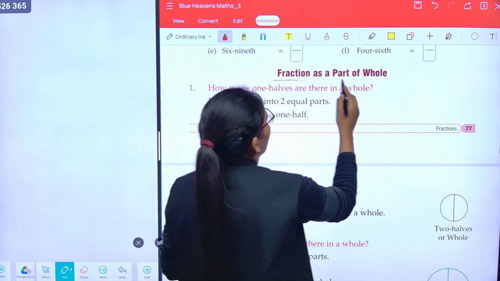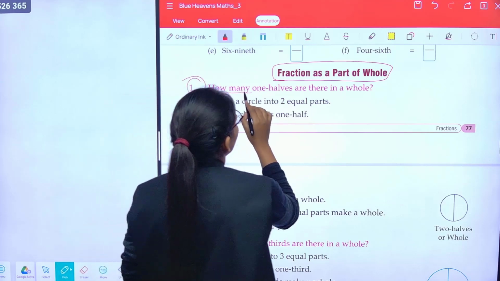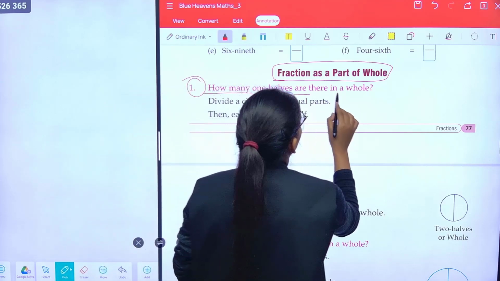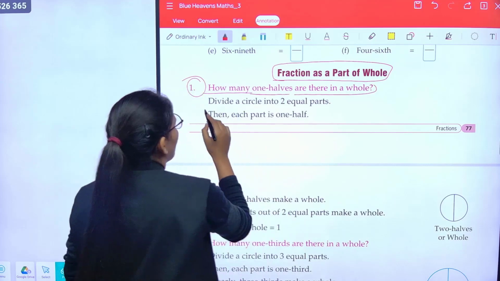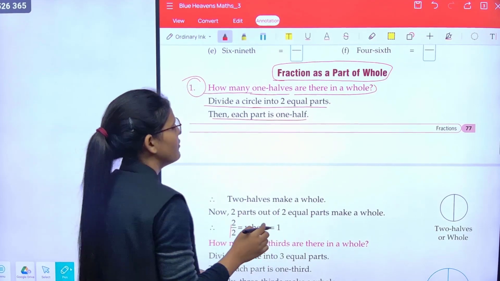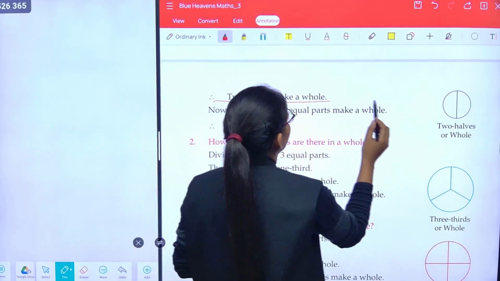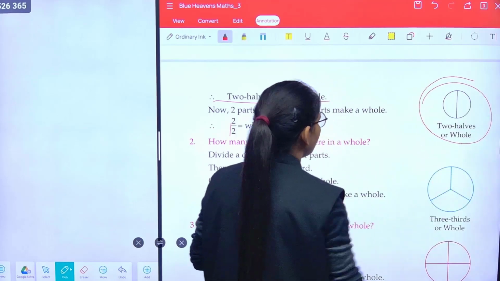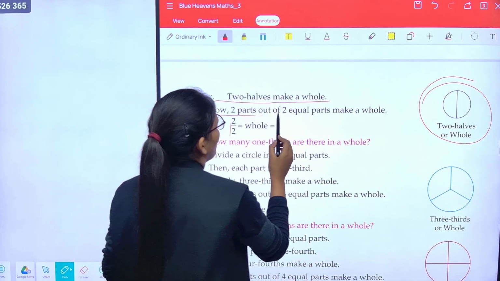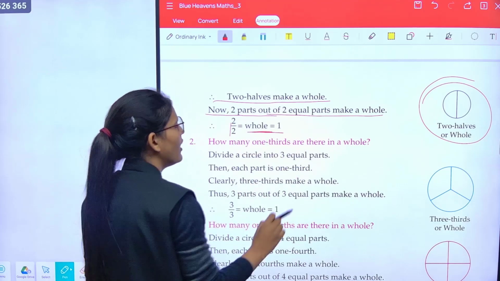Fraction as a part of whole. Question number 1. How many 1/2s are there in one whole? Divide a circle into two equal parts, then each part is 1/2, like this. Now 2 halves make a whole. 2 parts out of 2 equal parts make a whole. 2 divided by 2 is equal to 1.